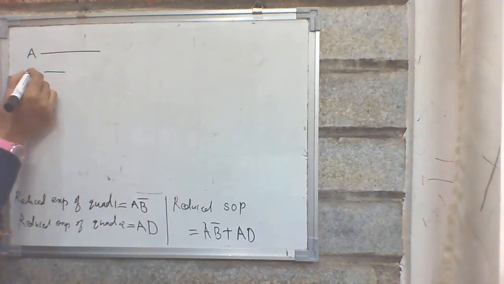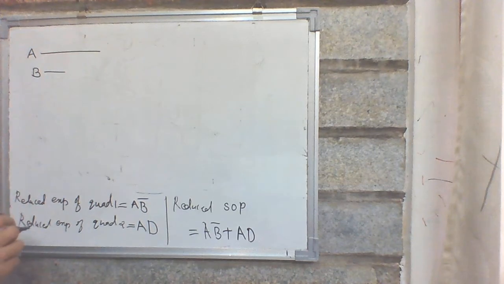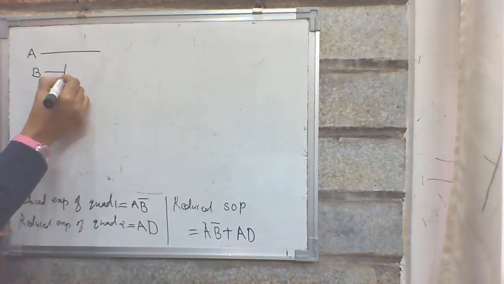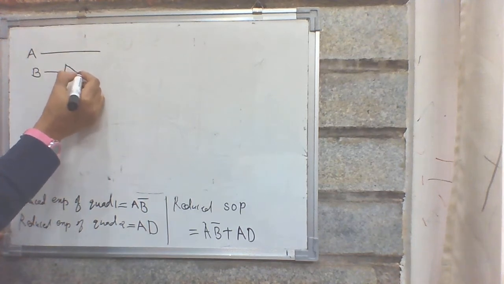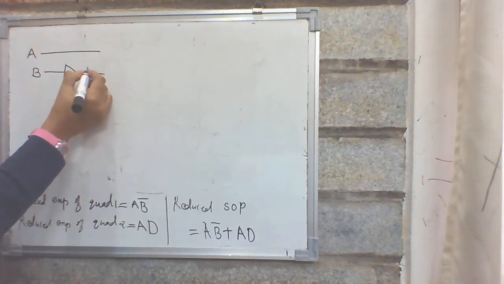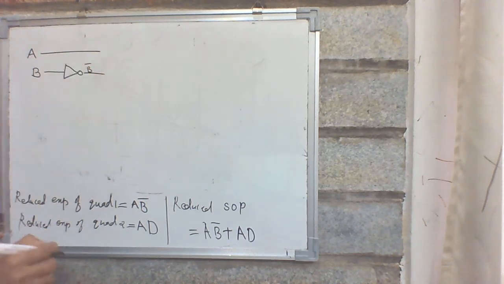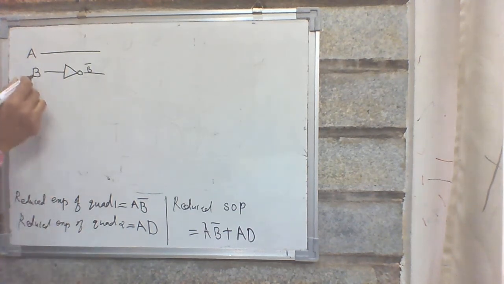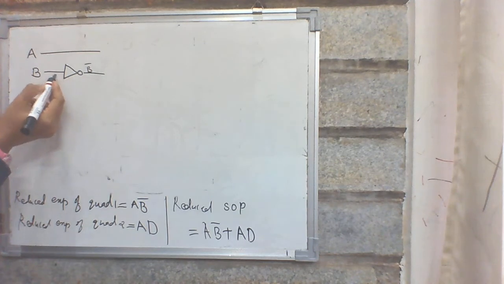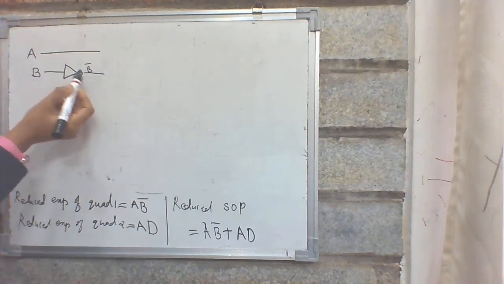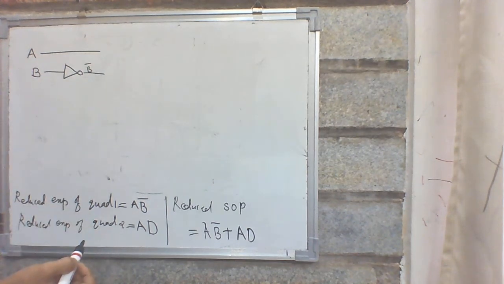Next variable is B. So, first you put one B. Then we need to get B bar. How to get B bar? One NOT gate. See, here we got B bar. Output of the NOT gate is B bar. Input is B. For the NOT gate, how many inputs are there? For the NOT gate, one and only one input. B is the input, then output is B bar.